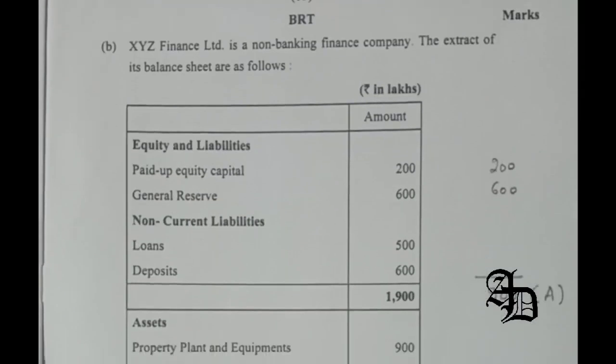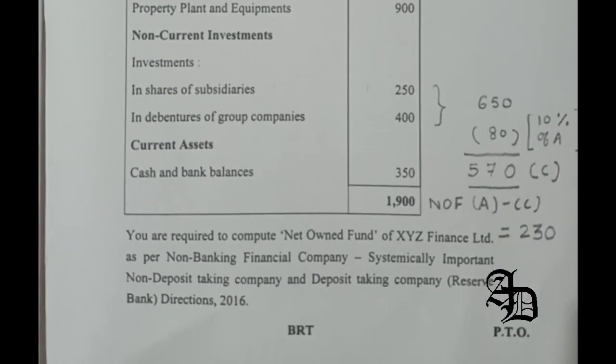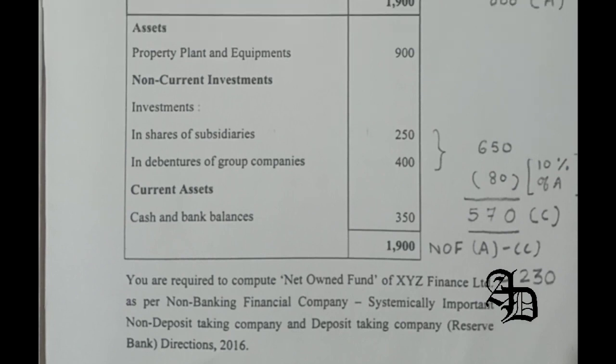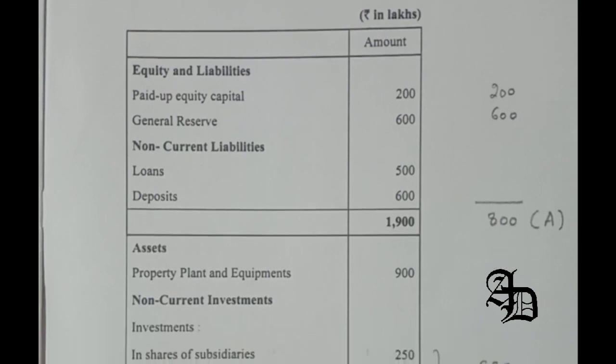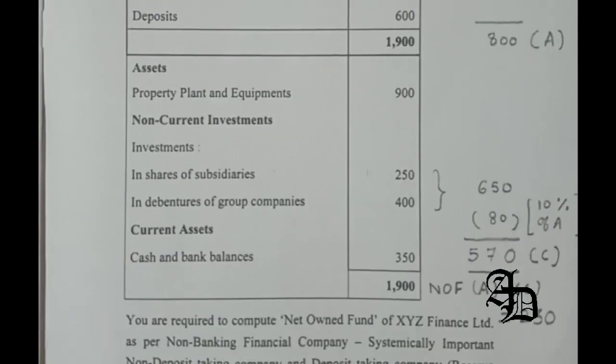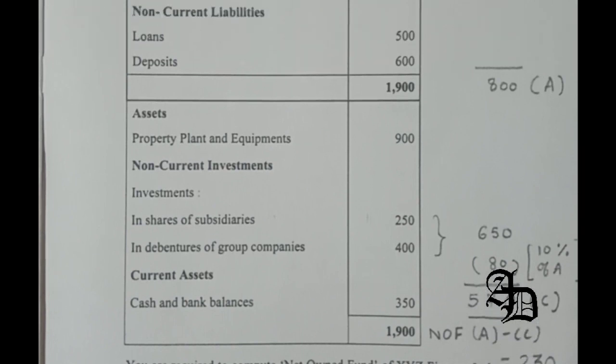Herein the examiner asked about the net own funds of XYZ Finance Limited according to RBI Directions 2016. Here they have given the paid up equity share capital, which is 200, and general reserve 600, so own funds are 800, the total of 200 and 600. Now coming to the investments, we need to deduct investments from the own funds, but not directly.